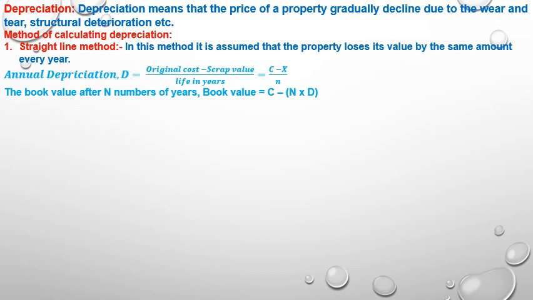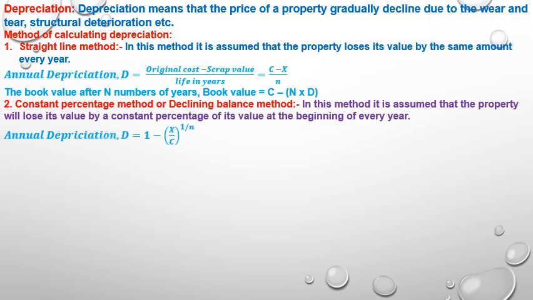First one is the straight line method. In this method, it is assumed that the property loses its value by the same amount every year, that means in a straight line pattern. Annual depreciation equals original cost minus scrap value upon life in years. The book value after n years equals C minus n into D.